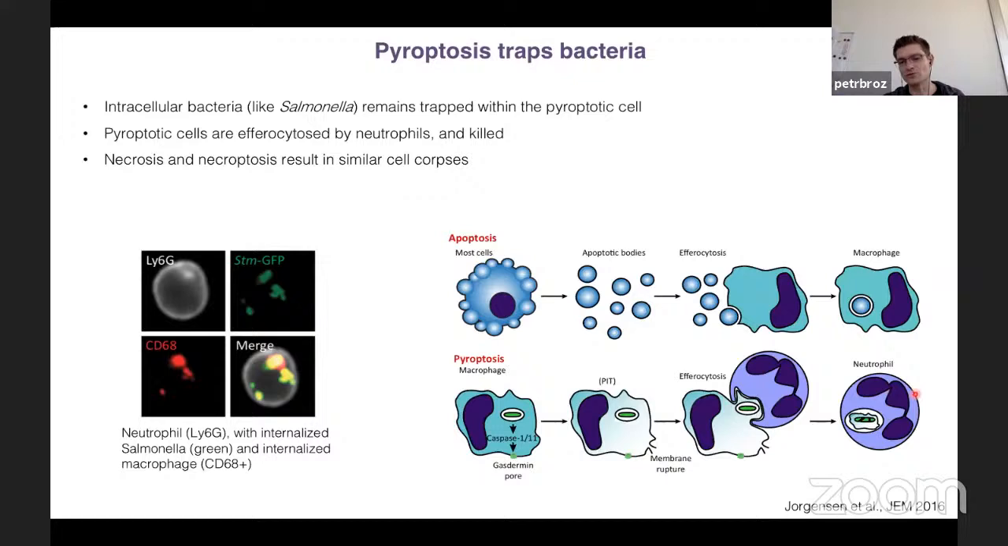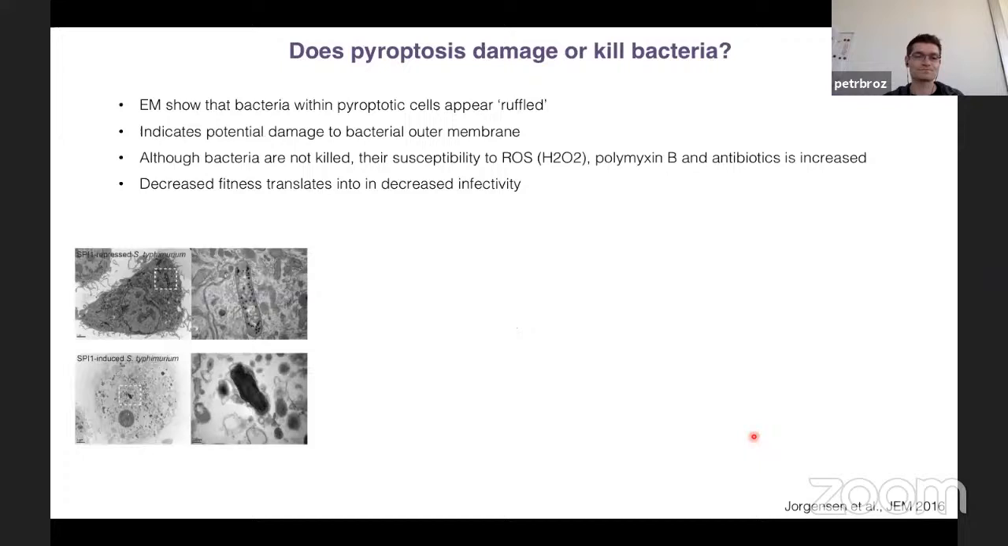So this is one way by which paraptosis would have an ability to restrict bacterial replication. There's also evidence suggesting that paraptosis directly damages or kills bacteria. When you do EM analysis of bacteria within the paraptotic cells, you can see that the bacteria look ruffled. This is an EM of a bacterium in a live cell, so it looks very nice. And here, in a paraptotic cell, the bacterium seems to be deformed and ruffled, which indicates potential damage to the bacteria.